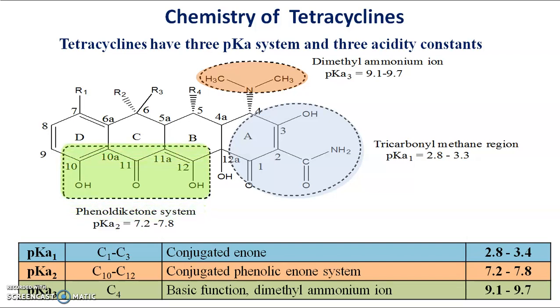pKa2 is the phenol diketone system. The value is 7.2 to 7.8. And the third pKa system is the dimethyl ammonium ion. The range is 9.1 to 9.7. It is a basic function containing the dimethyl ammonium ion.